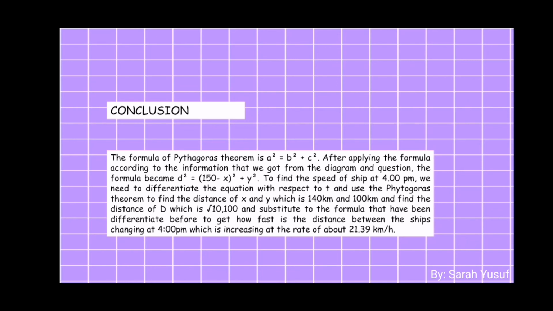To find the speed of ship at 4 p.m., we need to differentiate the equation with respect to t and use Pythagoras theorem to find the distance of x and y, which is 140 km and 100 km, and find the distance of d, which is square root 10,100, and substitute to the formula that have been differentiated before to get how fast is the distance between the ships changing at 4 p.m., which is increasing at the rate about 21.39 km per hour.